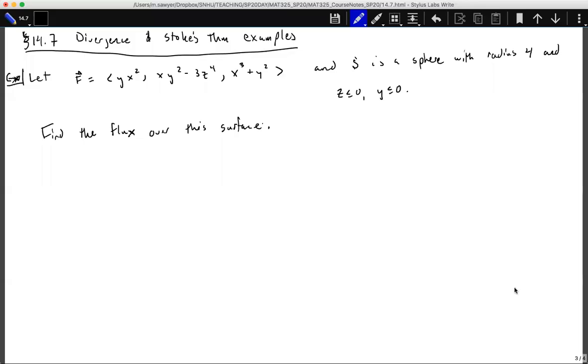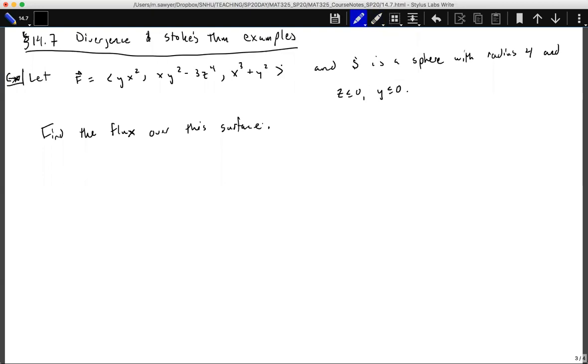Welcome to section 14.7. This is Divergence and Stokes Theorems examples. Let's first start off with an example of the divergence theorem using flux. So let's let F be the vector field y times x squared, comma, x times y squared minus 3z to the fourth, comma, x cubed plus y squared.